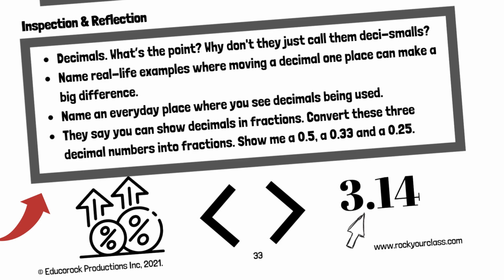They say that you can show decimals in fractions. Convert these 3 decimal numbers into fractions. Show me a 0.5, a 0.33, and a 0.25.